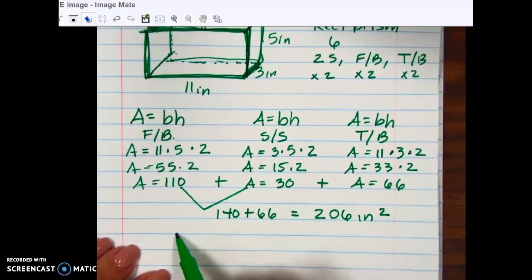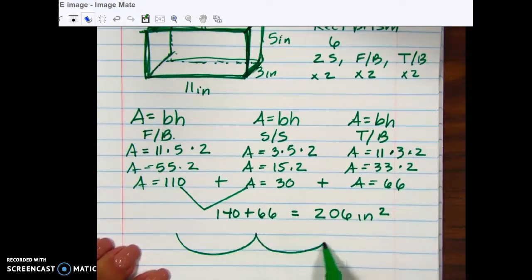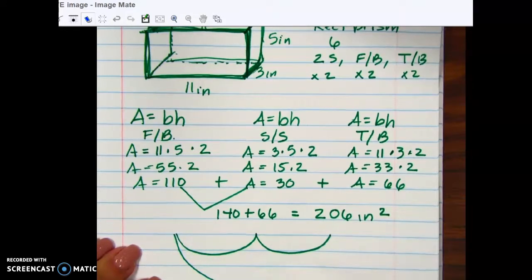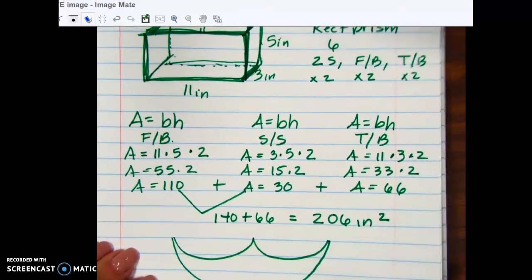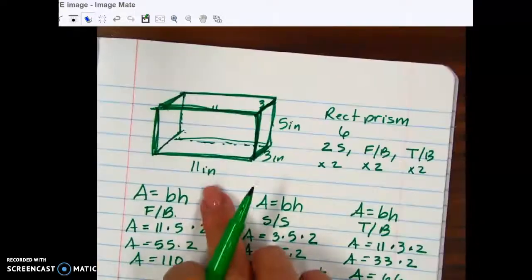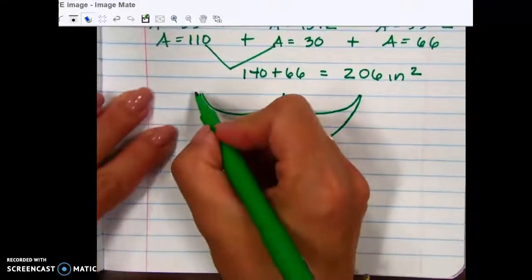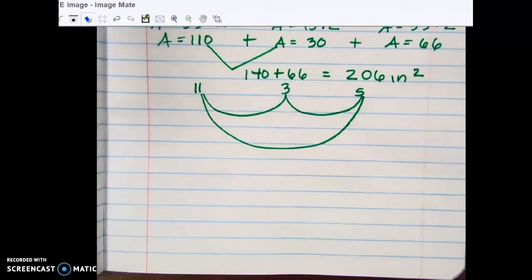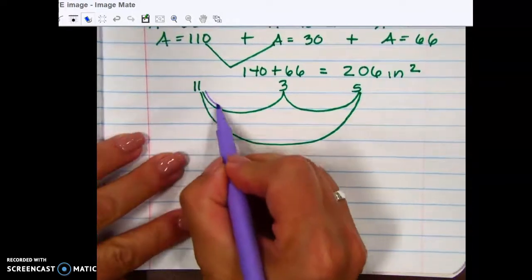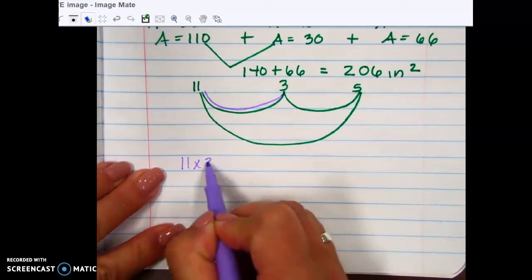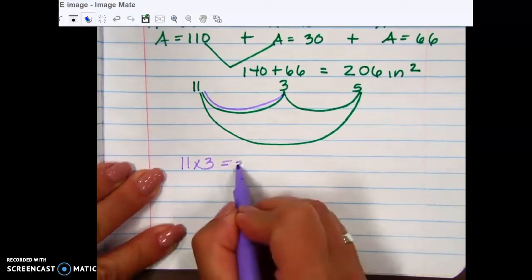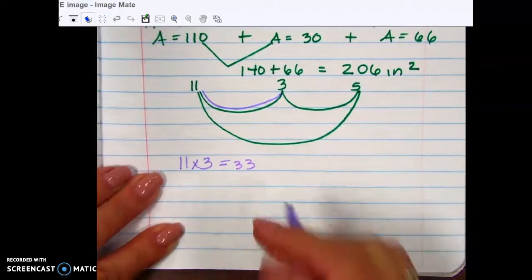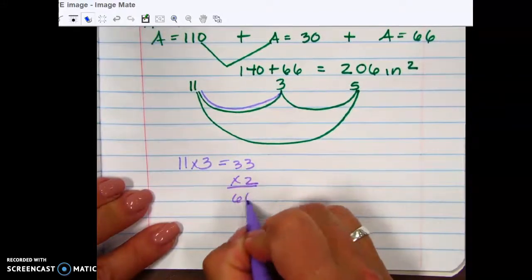I call it the Cheshire Cat, and it only works with rectangular prisms. Doesn't that look like a Cheshire Cat? I think it does. Okay, so I have my 3 dimensions, 11, 3, and 5, and I drew my Cheshire Cat face. So I'm going to write those dimensions, 11, 3, and 5. Now, here's what I do. I say 11 times 3 equals 33. I multiply it by 2, and it becomes 66.